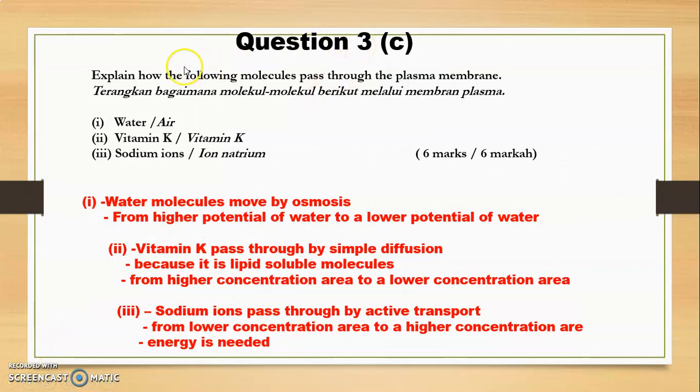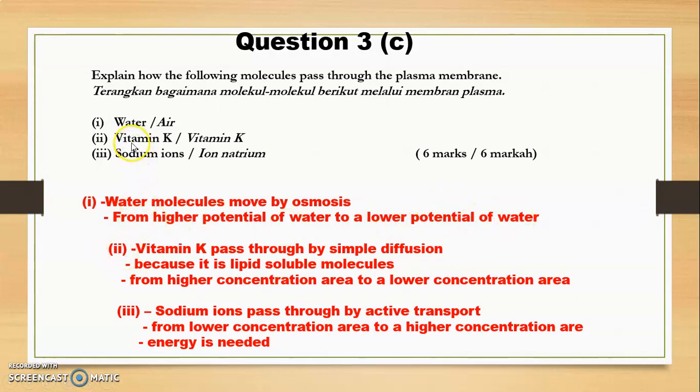Question 3c. Explain how the following molecules pass through the plasma membrane. Water, vitamin K, and sodium ions. Water will move by osmosis. So this is referred to the sample answer. Water molecules move by osmosis, 1 mark. The water moves from higher water potential to lower water potential, another 1 mark here.